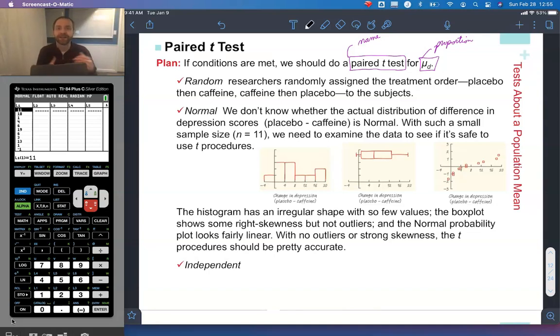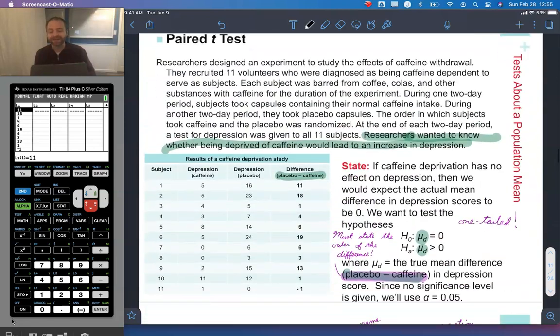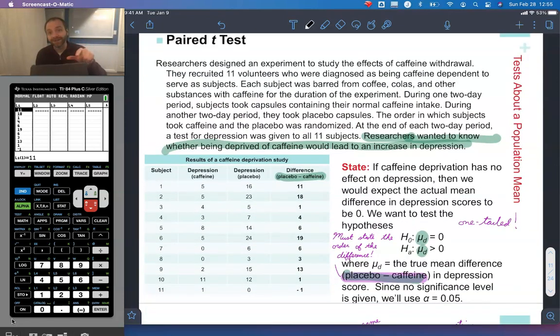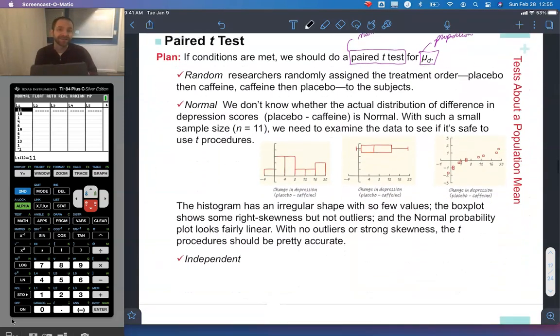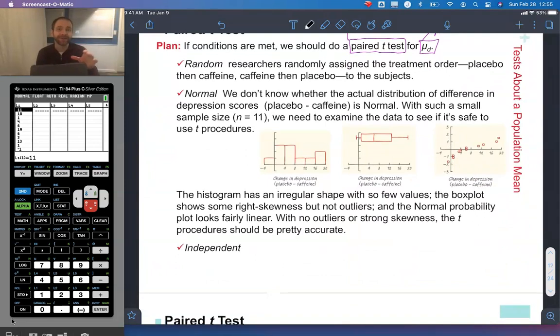Random. Well, they were randomly given the order of the placebo versus the caffeine pill. So randomization was met. You cannot say here that the subjects were randomly selected, because they were not randomly selected. If we read the prompt up above, it says they recruited 11 volunteers. So I can't say n equals 11 was a random sample. What I have to address in this random is, hey, the volunteers weren't random, but I did randomize how they got the pill. I randomly selected who would get the placebo versus who would get the caffeine in the order that they got them. So that takes care of the random. It's not the people in this case, it's the treatment that was randomized.